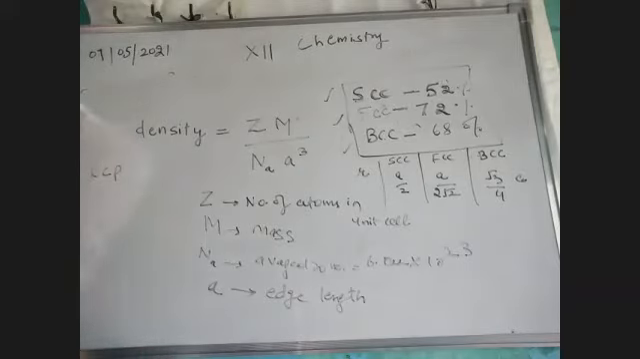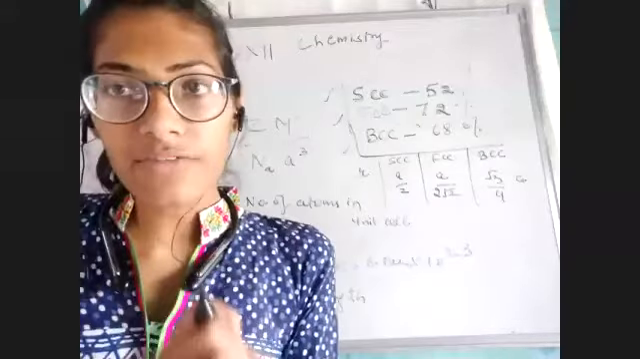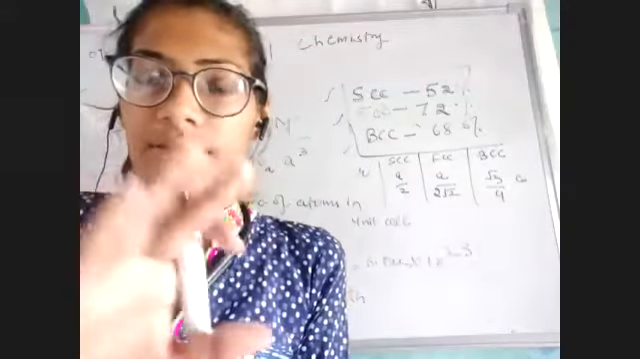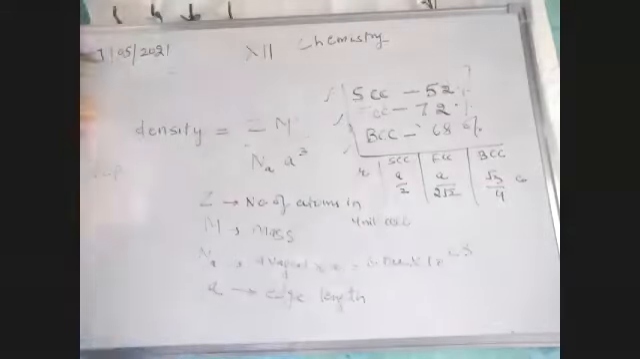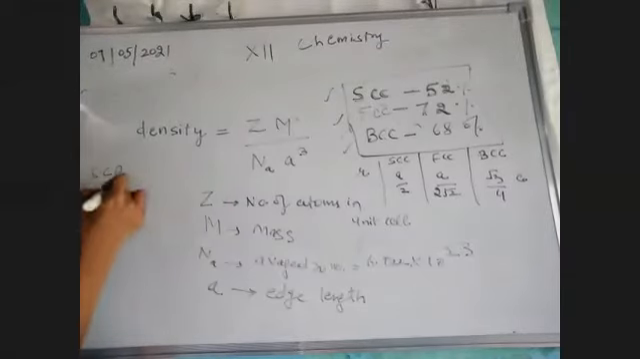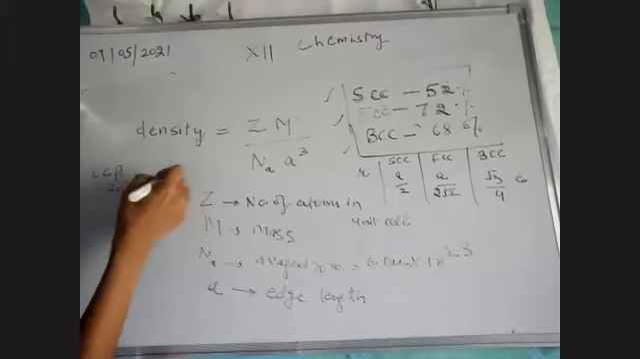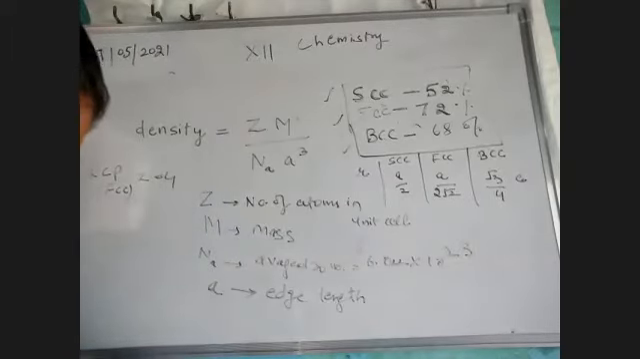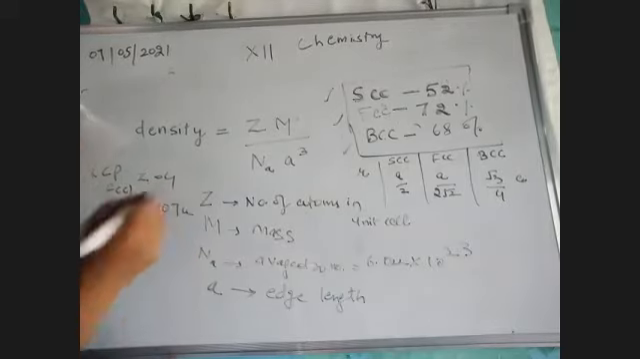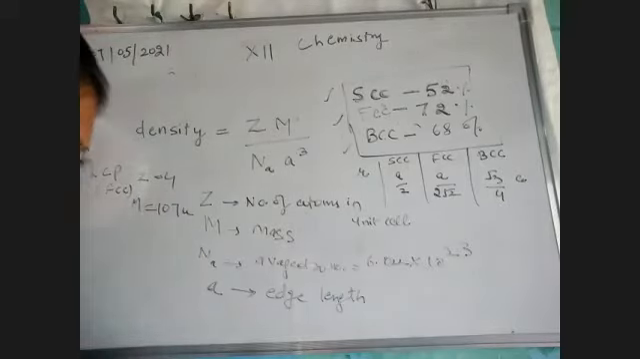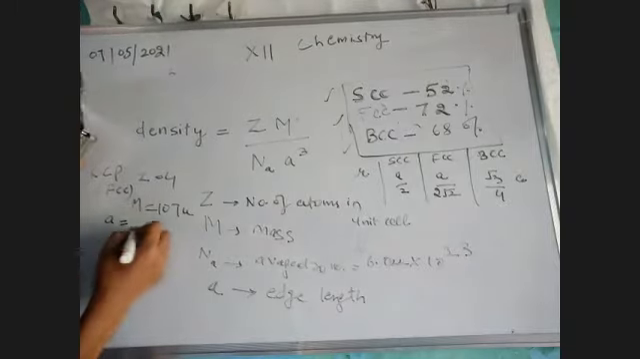And I have told you the hexagonal close packing, the cubic close packing, and the face-centered unit cell. These all three terms mean the same. So cubic close packing means we are putting the face-centered unit cell. So Z must be equal to 4. And the atomic mass is given, 107 u. The edge length, that means a, is given to us as 408 picometer.